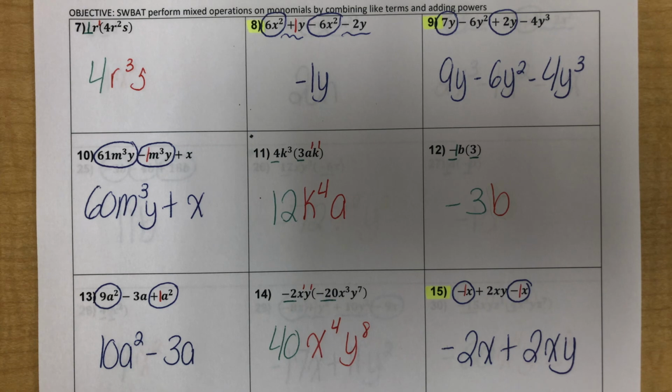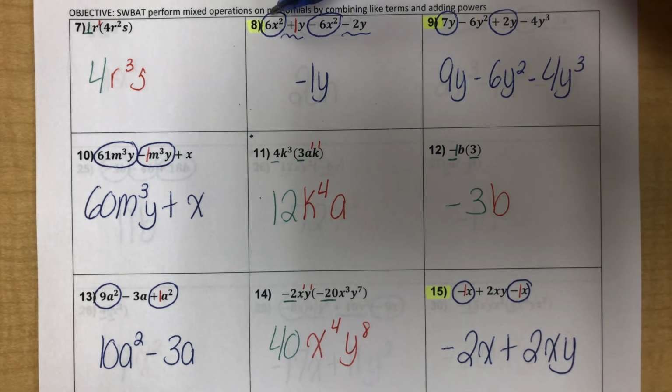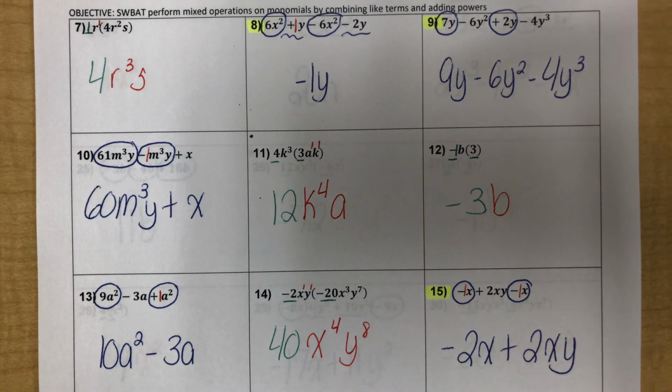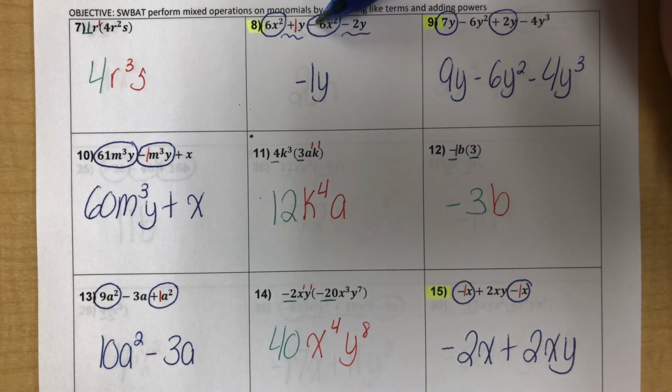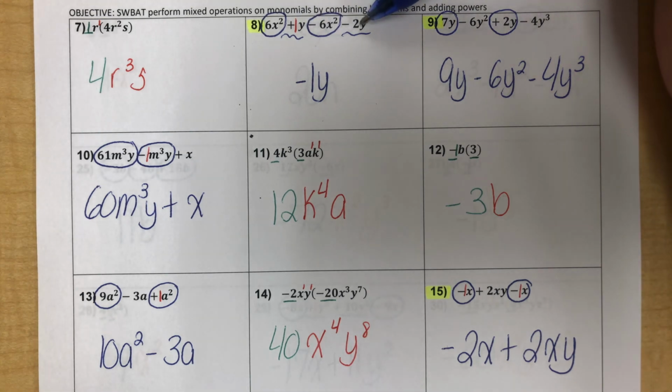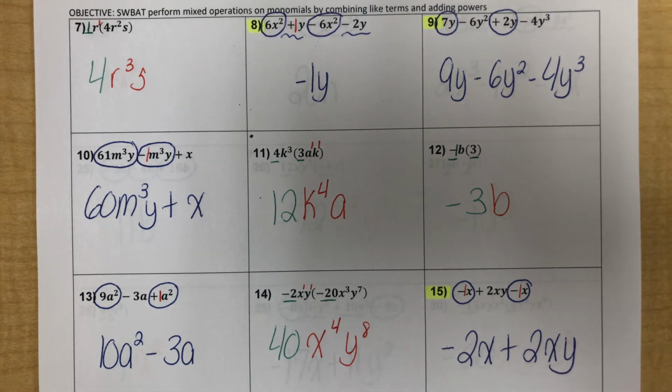I highlighted numbers 8, 9, and 15 because those were a little bit challenging. Number 8, I have an x squared in the first and the third term, but the coefficient is 6 in the first term and it's -6 on the second. When I combine those, 6 minus 6 is 0. So this really just disappears from the problem altogether, and I should only have a y answer left over.